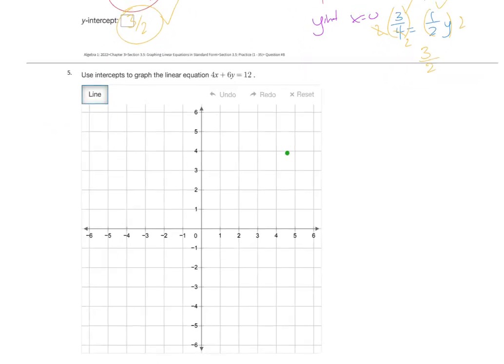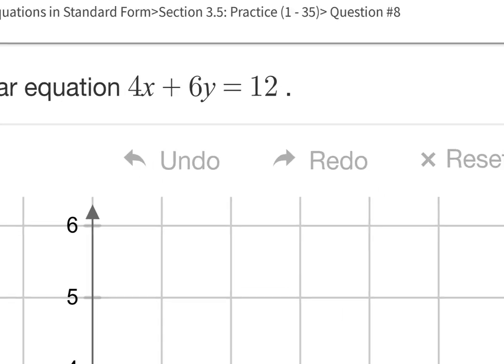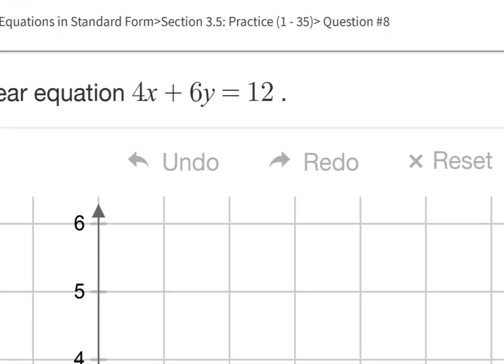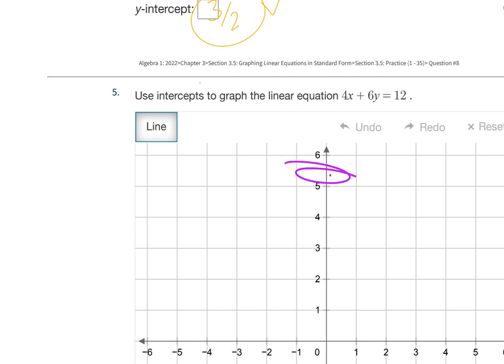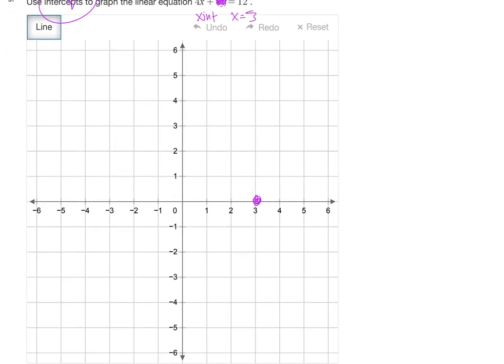There we go. Use the intercepts to graph the linear equation. Well, here's where they're asking us to do standard form. Definitely in standard form. You can rearrange it if you'd like, but they specifically want the intercepts. I just looked up the answer and the dots on their graph are the intercepts. So it looks like they want you to get rid of the y for the x-intercept. So the x-intercept is 3. So here we go, 3.